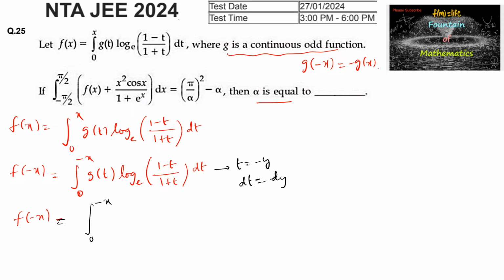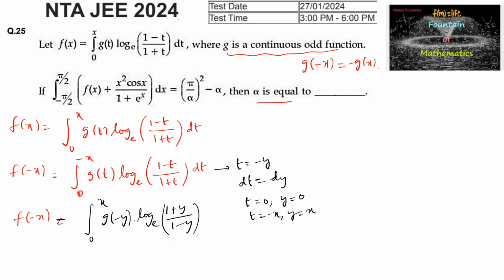And also when t is equal to 0, y is equal to 0, and when t is equal to negative x, y is equal to plus x. So we can change the limits now, 0 to plus x, g of negative y log to the base e (1 minus of minus y), that is (1 plus y) divided by (1 minus y), dt is nothing but minus dy. So we can write f of negative x is equal to minus integral 0 to x g of minus y, which is nothing but minus g of y.